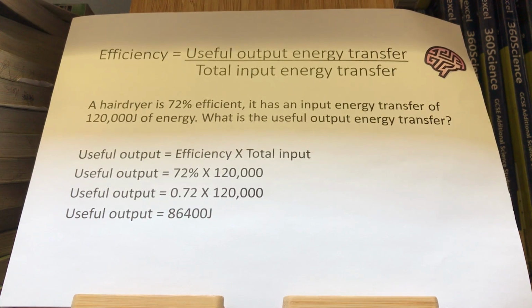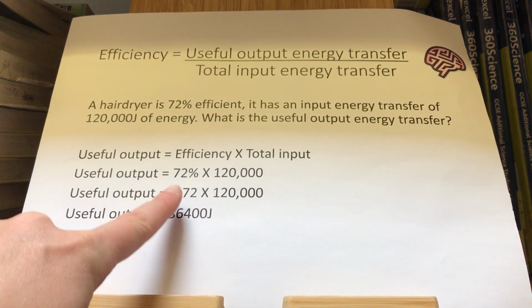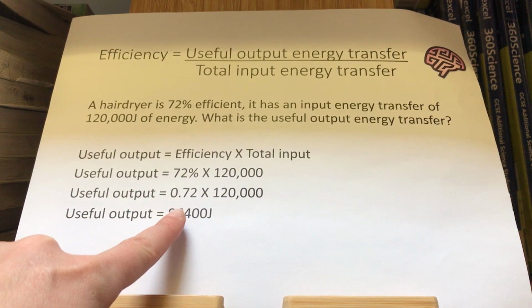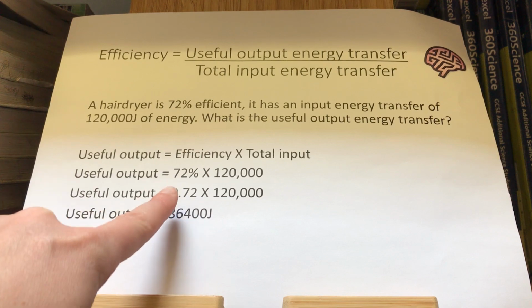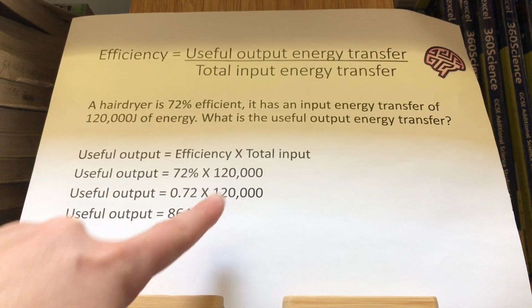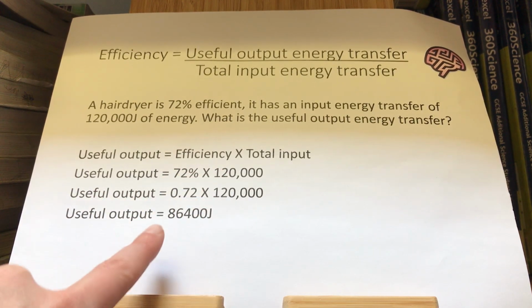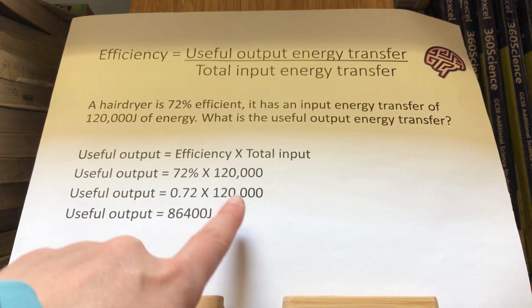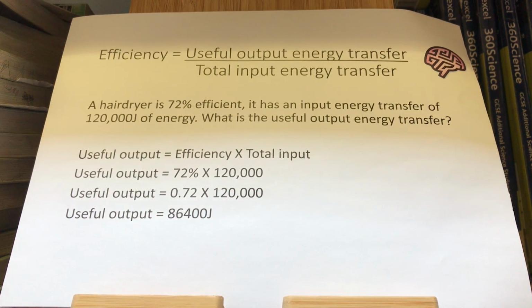Now look what I've done here. I've converted that 72% into 0.72, because I don't want to do 72 times that. It will be a huge number. I want to find out what is 72% of 120,000. So 0.72 times 120,000 gives me a useful output energy of 86,400 joules. If I needed to convert that to kilojoules, I would call it 86.4 kilojoules.